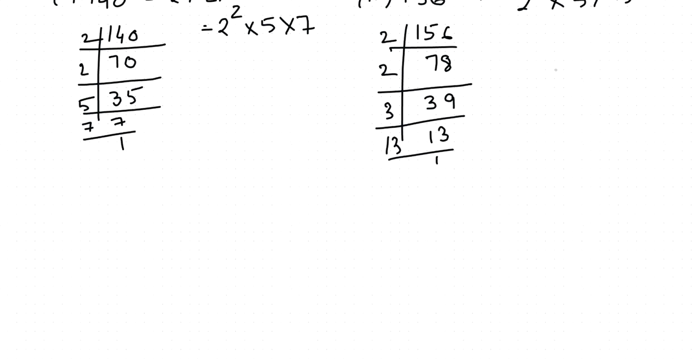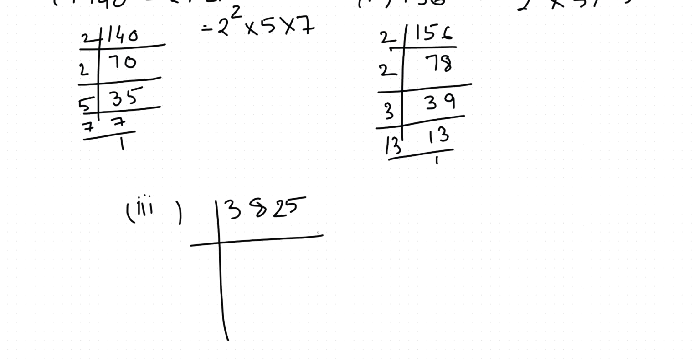So the third part is we need to find the prime factorization of 3825. So we'll divide 3825 by 3 first. So we'll get 1275. Then again we can divide it by 3.